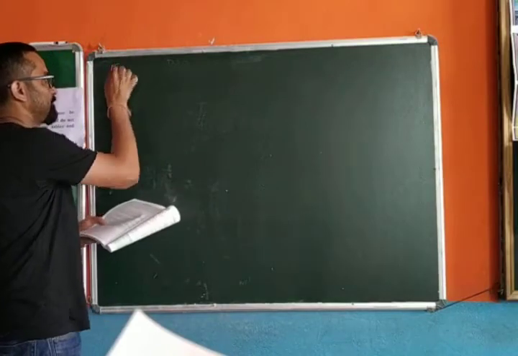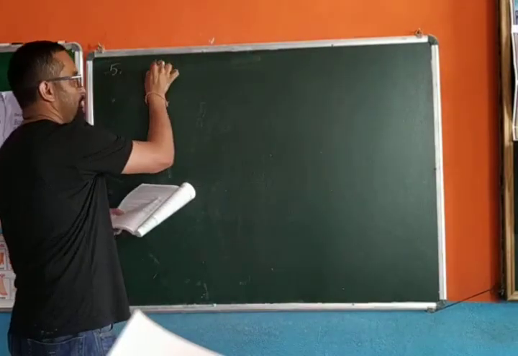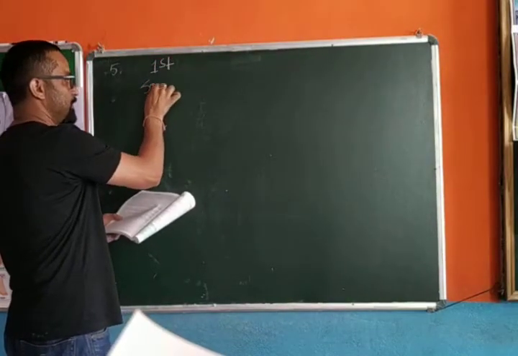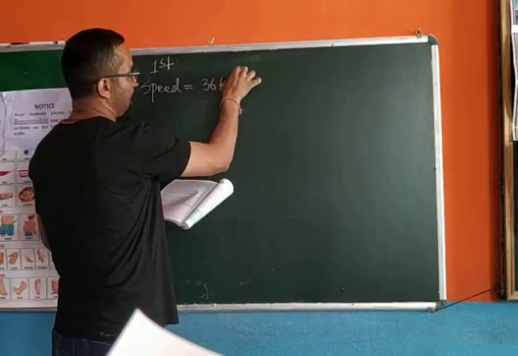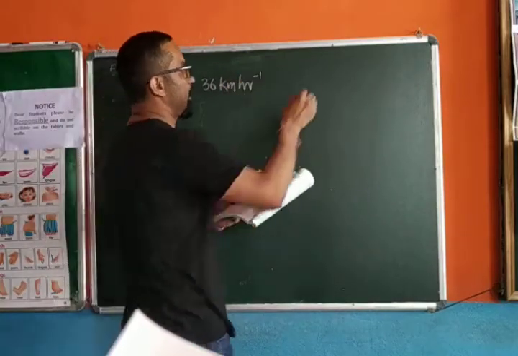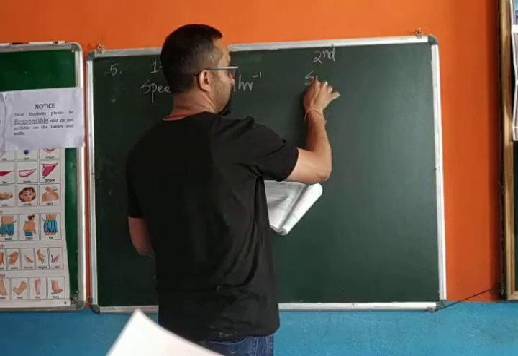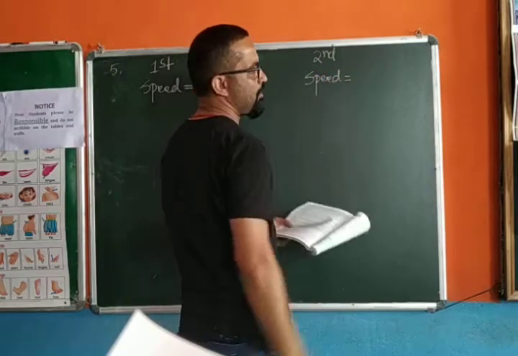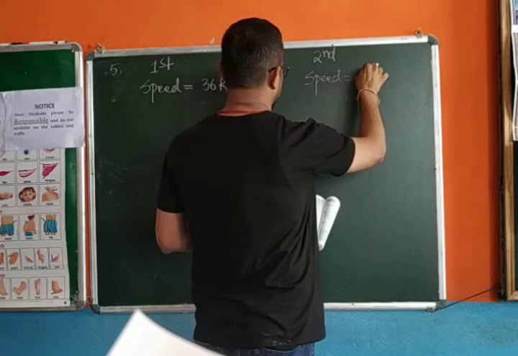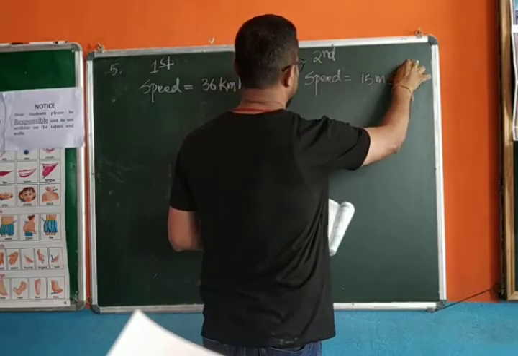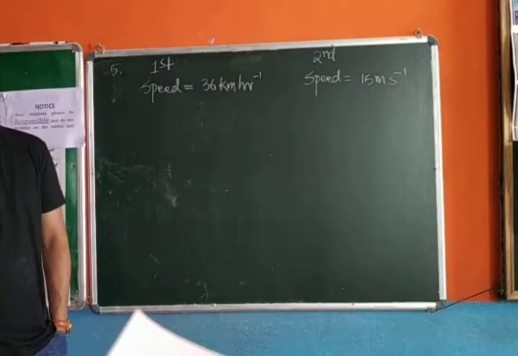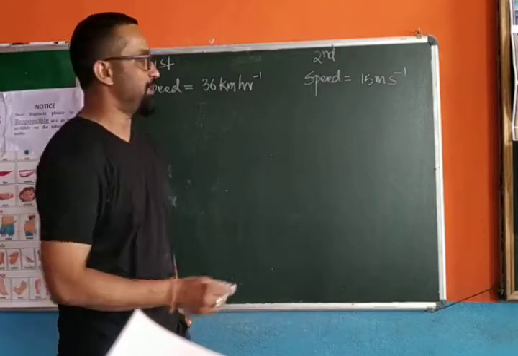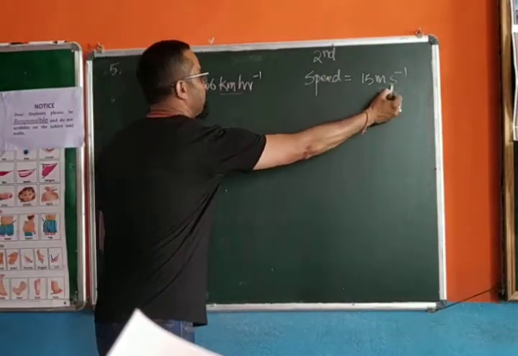Question number 5. It says, which speed is greater? First, speed equal to 36 km per hour, and second case, speed equal to, let's take, 15 meter per second. You need to do the comparison, which speed is greater, and in order to compare the given speed, their units must be the same.